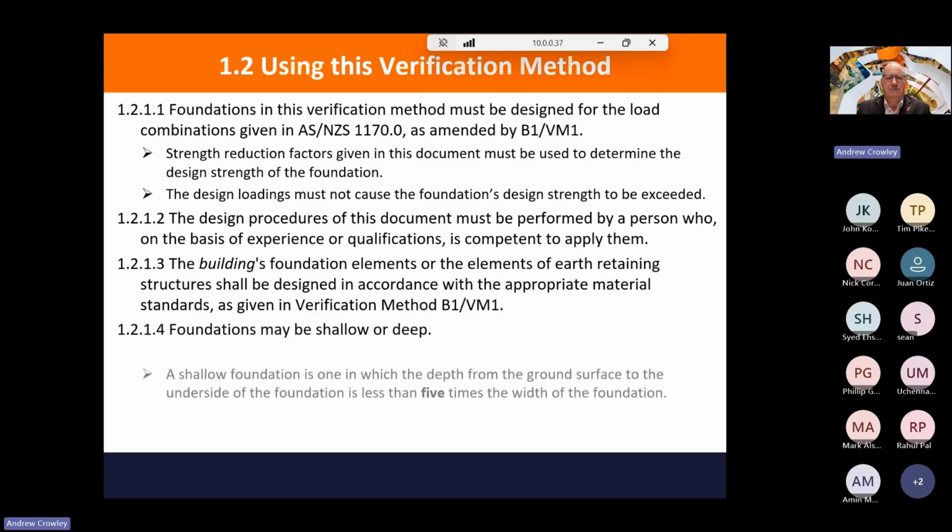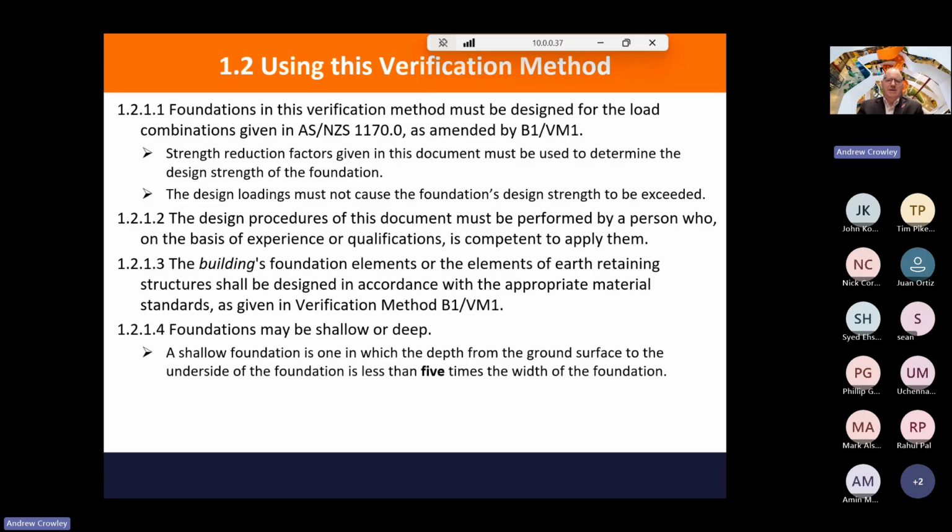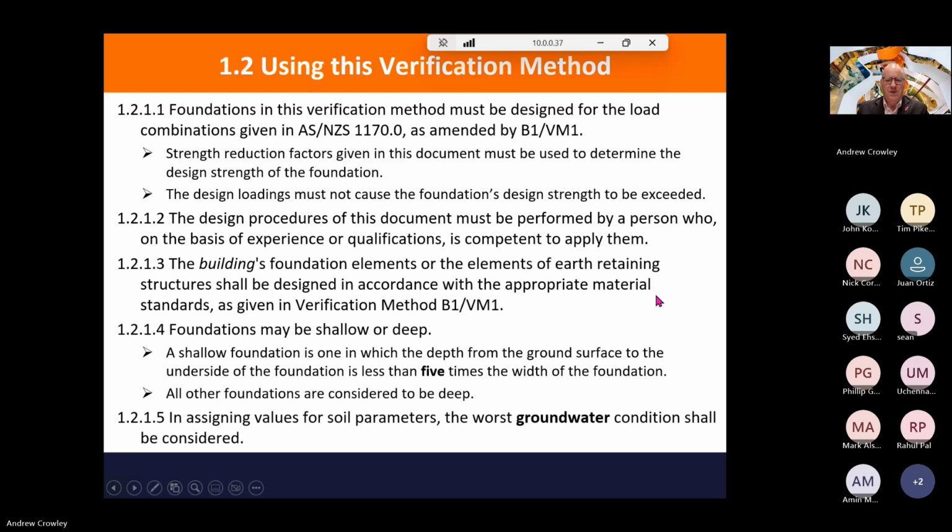You can be shallow or deep in your foundations. And in this case, they define a shallow foundation as one in which the depth from the ground surface to the underside of the foundation is less than 5 times the width of the foundation. Now, other countries have different definitions of that, but a similar principle. Anything bigger than that, then you're looking at a deep foundation. You have to consider the worst groundwater when you're doing a design, and the groundwater has quite a big impact on the design of your footing.